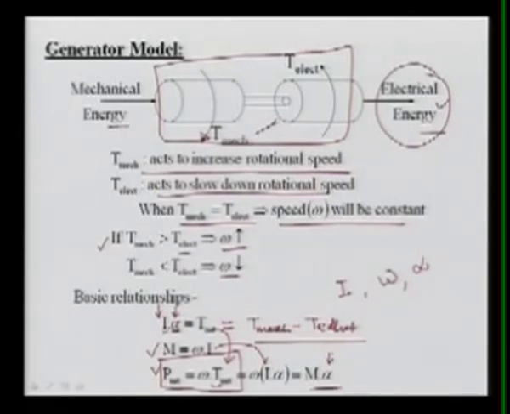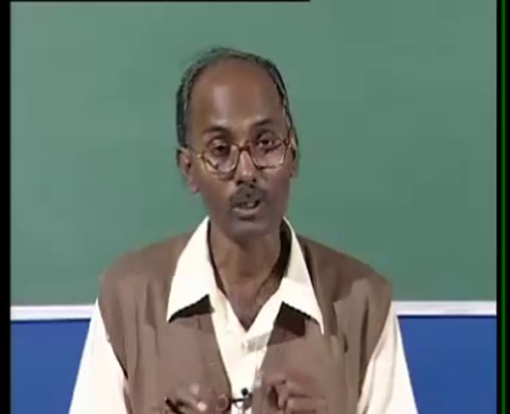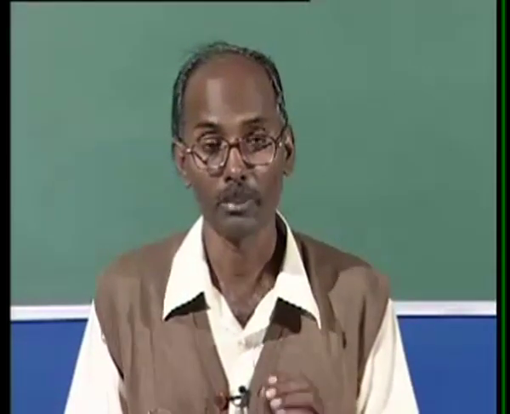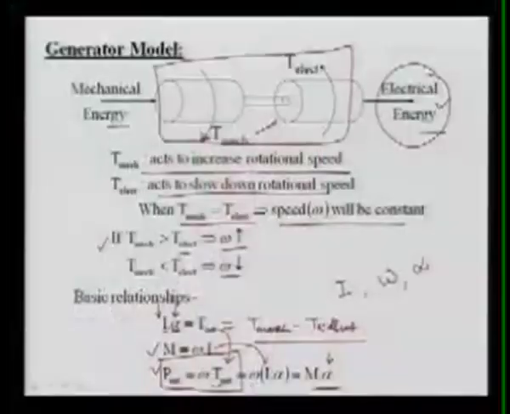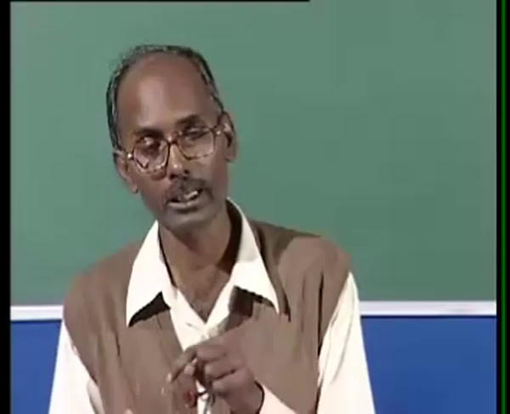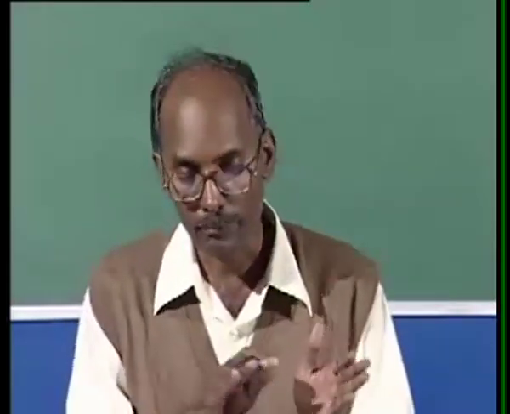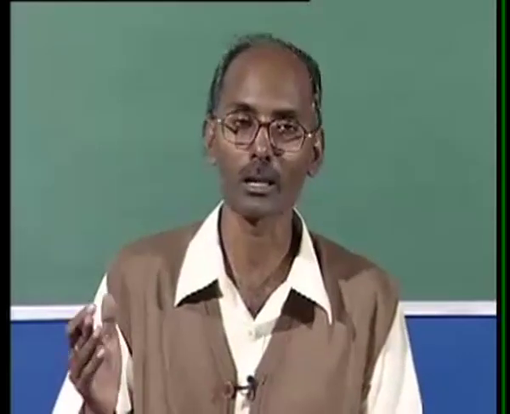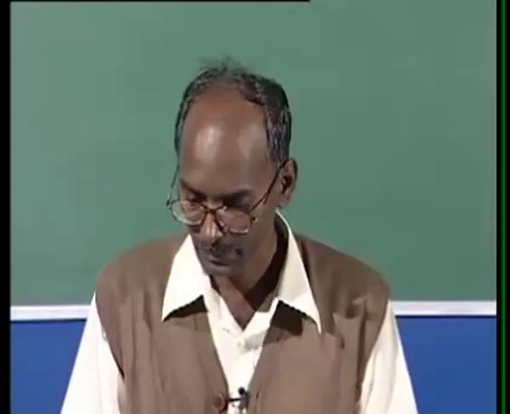Here we are talking about all the values in actual quantity, you must remember this, because in per unit this P net will be equal to T net. Here P is in megawatt, this is in Newton meter, and this is in radian per second. So here I am deriving everything in actual quantities. Later on we will convert to per unit if you want to calculate in per unit, otherwise you can also use actual quantities.